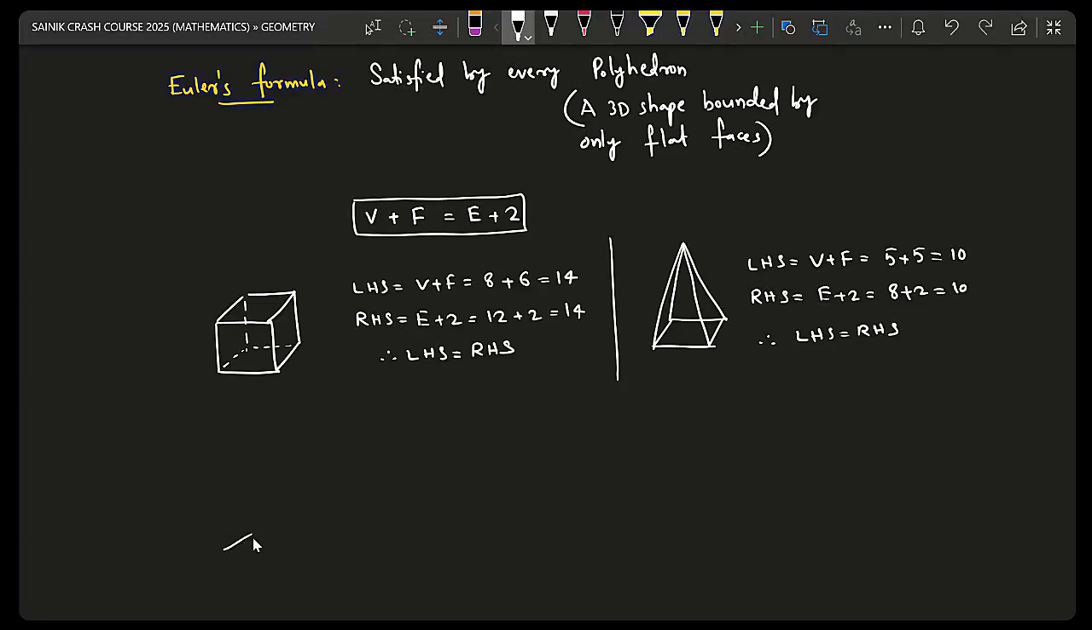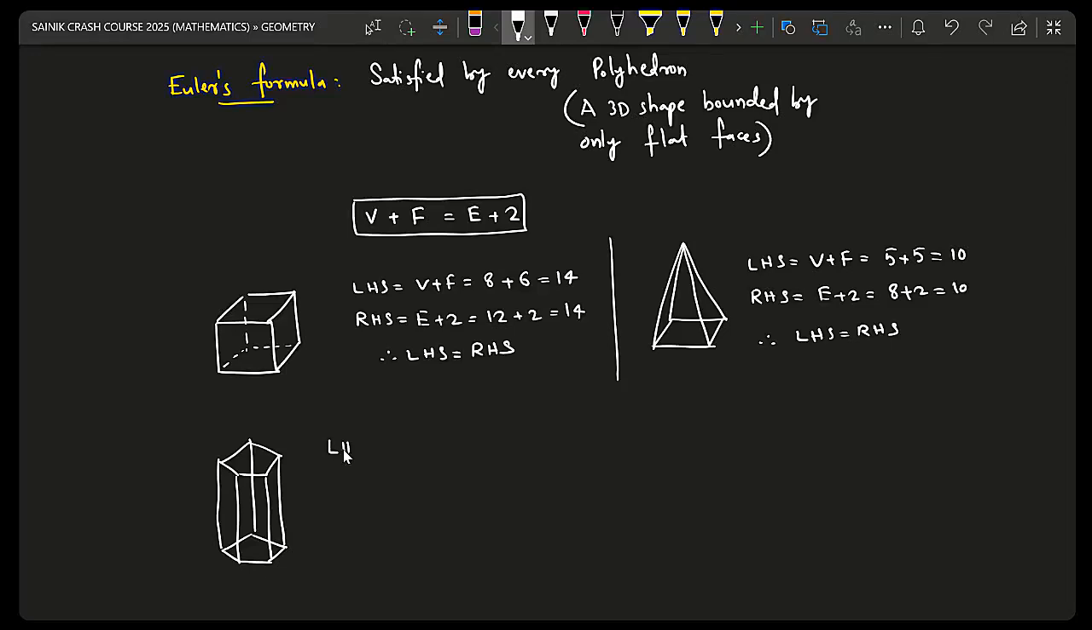Let's take a pentagon at the base and the same pentagon at the top, and let's start connecting the vertices like this. So which shape is this, Harshavardhan? Sir, pentagonal prism, right? Yes. Is it formed by only flat faces or are any curved faces involved? Sir, only flat faces. Only flat faces, yes.